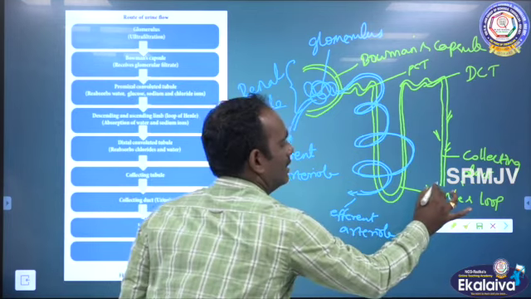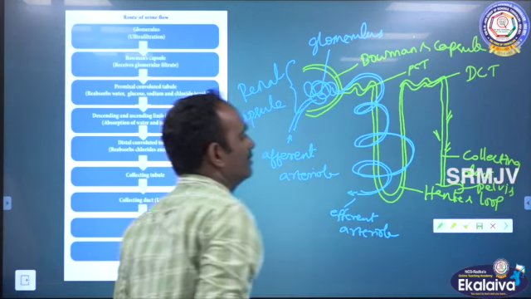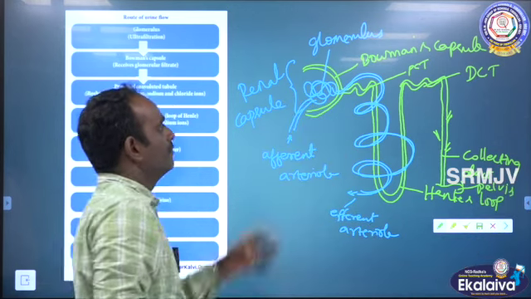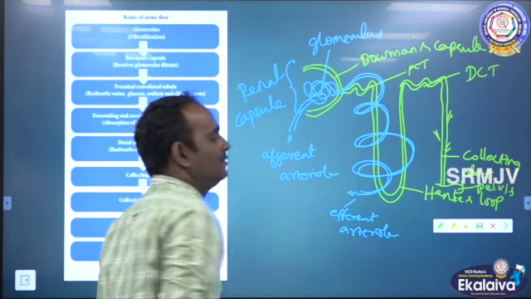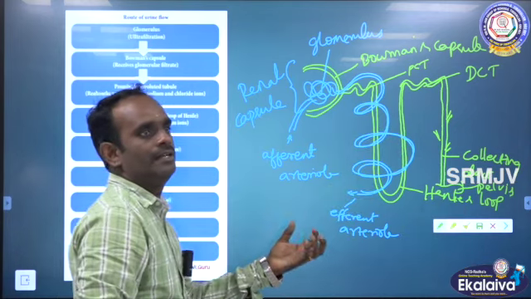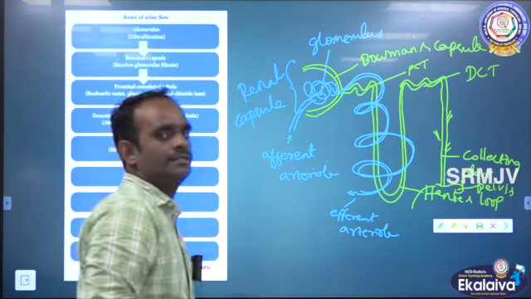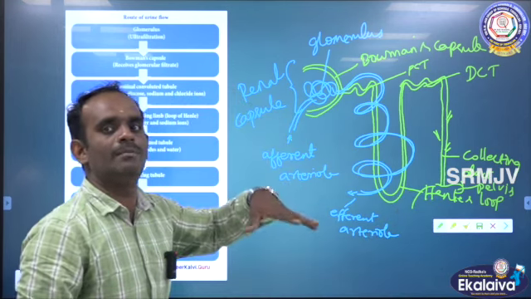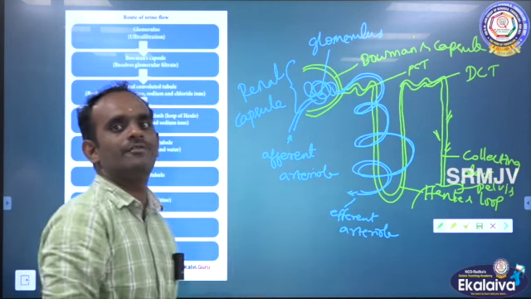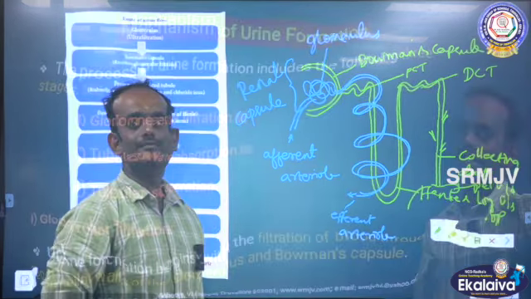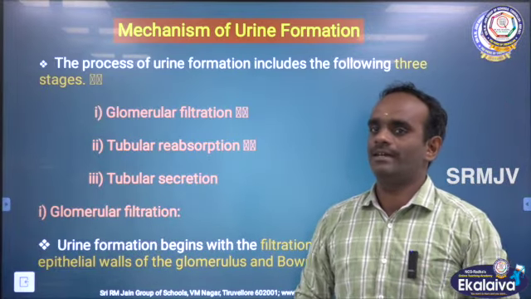After that, it is the pelvis region. When the urine is formed and it reaches the renal pelvis, then from there it moves to the ureters, and finally it reaches the bladder. Okay, this is a simple way to draw the structure of nephron. Clear, children? Next we move on to the mechanism of urine formation. Right?